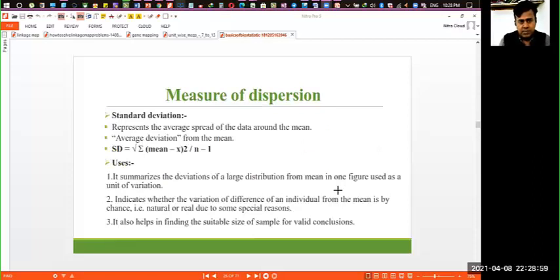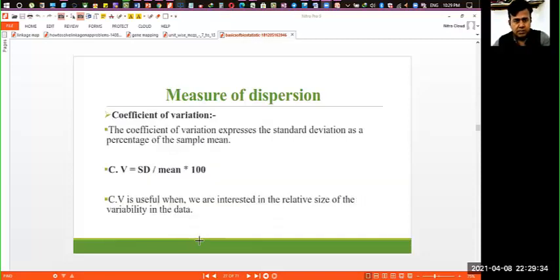What is the standard deviation? The average spread of data around the mean. Average deviation from the mean: SD is equal to the square root of the sum of (mean minus x) squared, upon n minus 1. So always you should know the mean value, and then you can select any data x and take out the difference, square it, and then take the square root and divide by n minus 1.